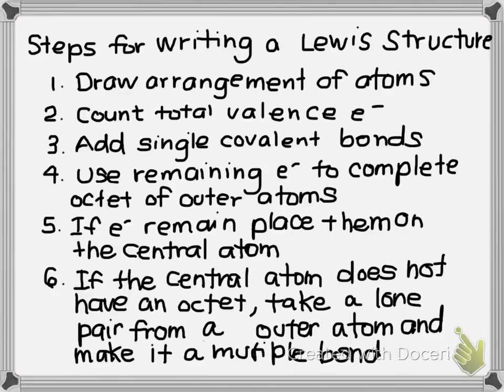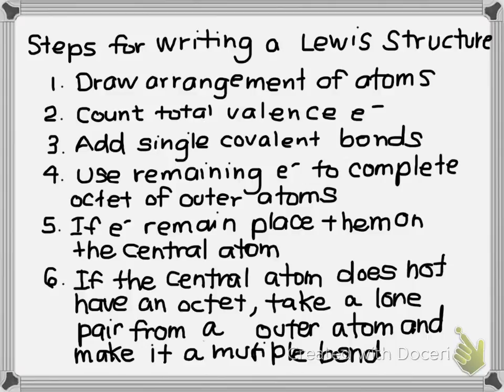Then you'll count the total valence electrons that all the atoms bring. It's these valence electrons that contribute to the bonding. And this number is super, super important. Third, we'll add single covalent bonds just to make everything attached to the central atom. And then fourth, if there are any remaining electrons that we did not use from our total, we'll add those as lone pairs on the outer atoms.